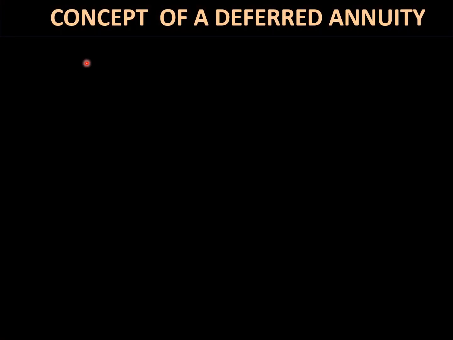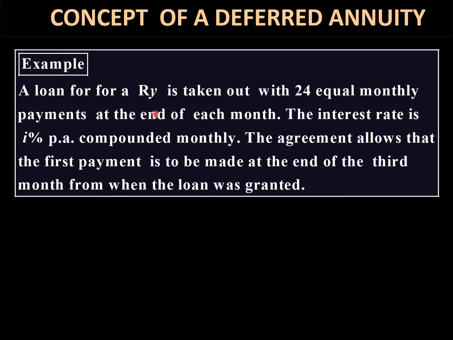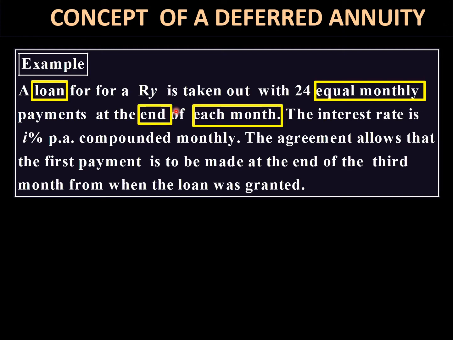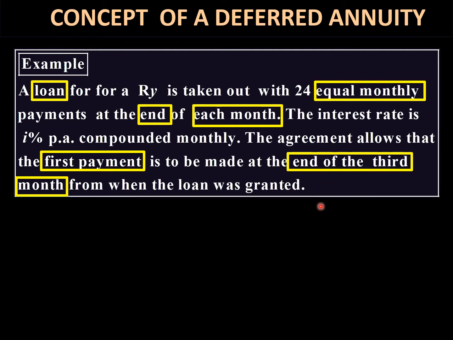Let's use an example to illustrate this concept of a deferred annuity to you. Let's say there's a loan that's taken out, and there's equal monthly payments, and the payments are made at the end of each month. But here the first payment is not at the end of the first month, but the first payment is at the end of the third month. Okay, so there's a difference. Normally the payment is at the end of the first month, so there is some delay in payment, and here the payment is actually deferred.